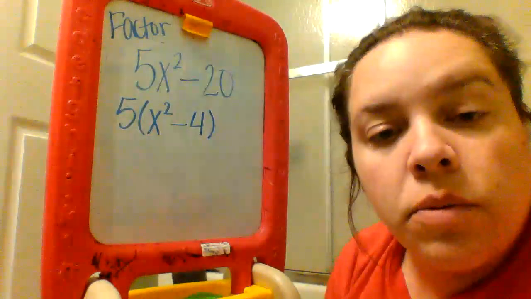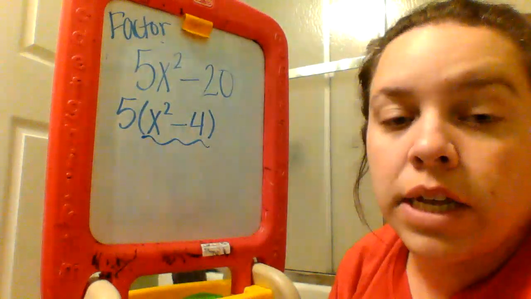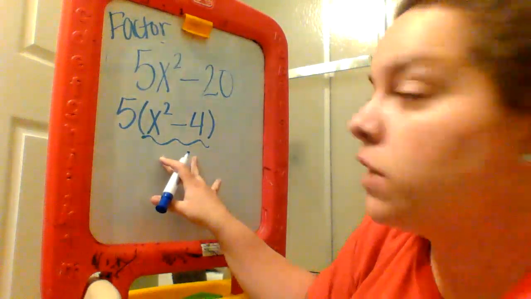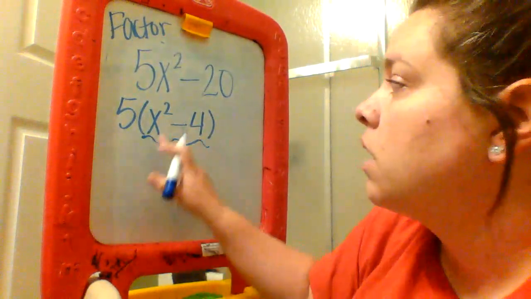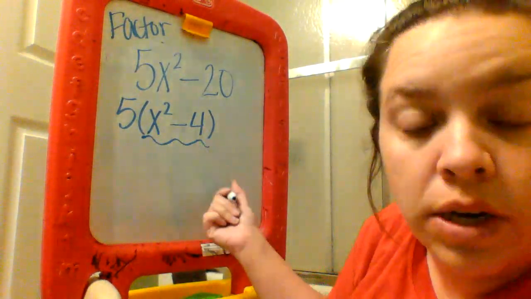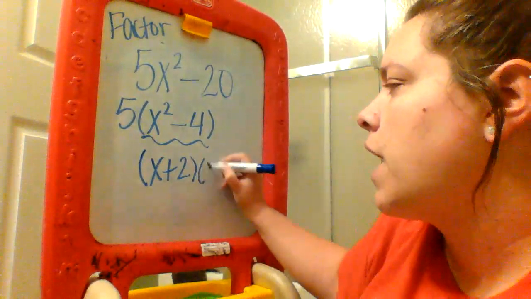And then remember, just like when we had ones with GCF, then you factor what's in the parentheses. So right here, I'm going to factor this. So it's still looking special because it's only 2 terms. So is it a difference? Yeah. Is x squared a perfect square? Yeah, because it's squared. 4, 2 times 2 is 4. So my factors are x plus 2 and x minus 2.